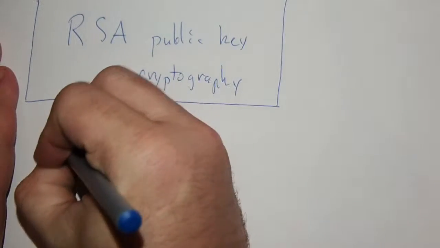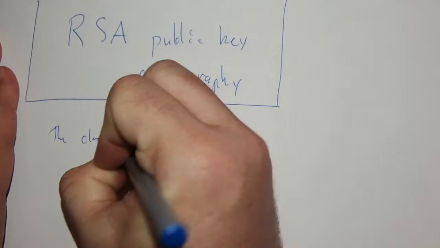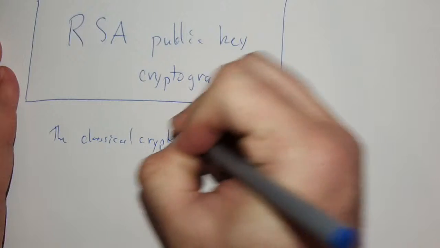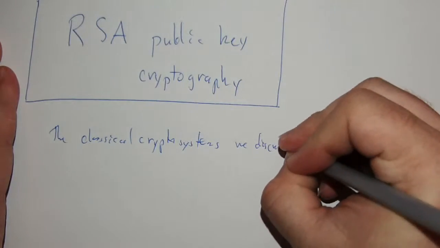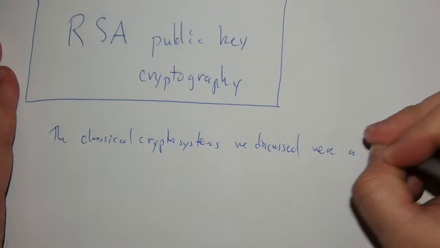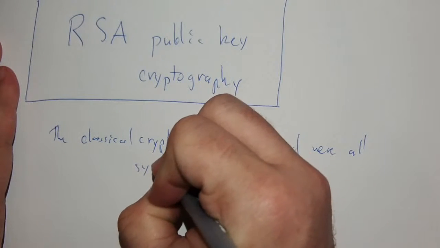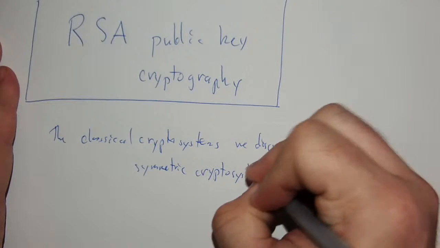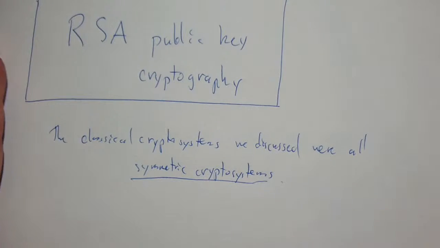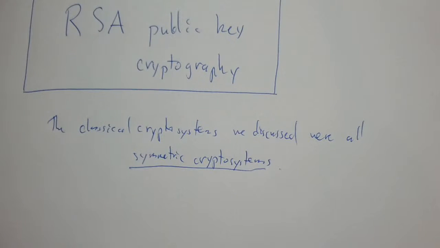So the classical crypto systems we discussed were all symmetric crypto systems. Okay, which I mentioned before. Symmetric crypto system meaning that the exact same info is needed to encrypt and decrypt. Okay, and so the sender and receiver must have the same info in the form of a key that is responsible for encrypting and decrypting.